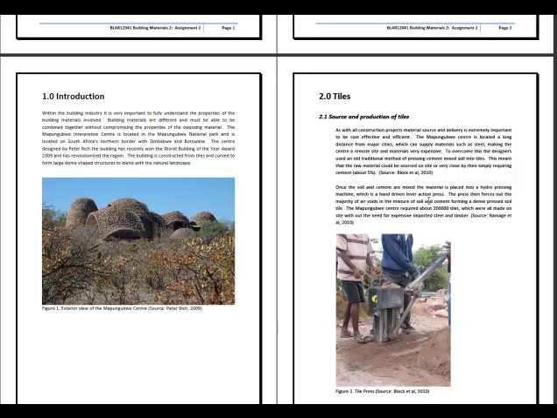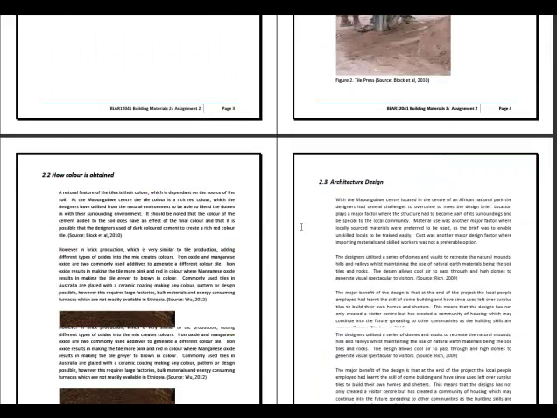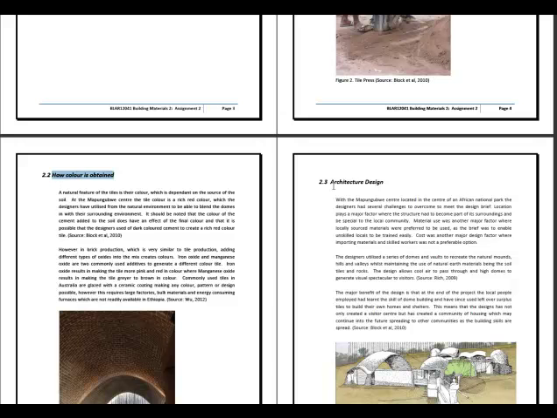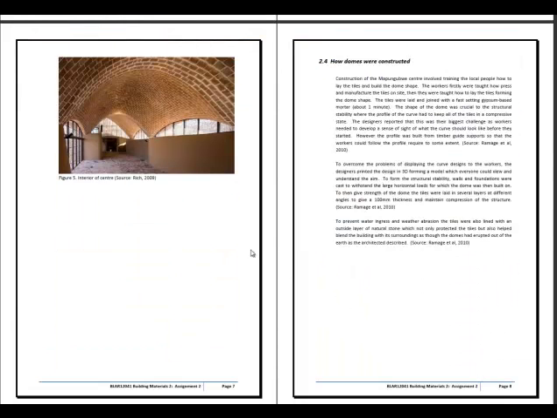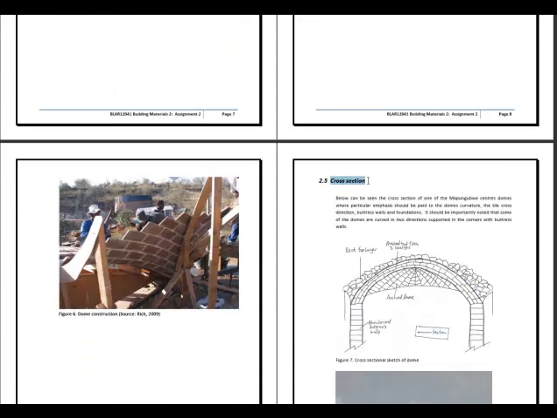Lecturers would normally have a large number of assignments to mark. In my case, I have 54 in this module, and you have to impress or at least not depress the lecturer by your submission in order to get a reasonably high score. In David's case, all the assignment items are described with subheadings such as source and production of tiles, how the color is obtained, architecture design, how domes were constructed, and a cross section.